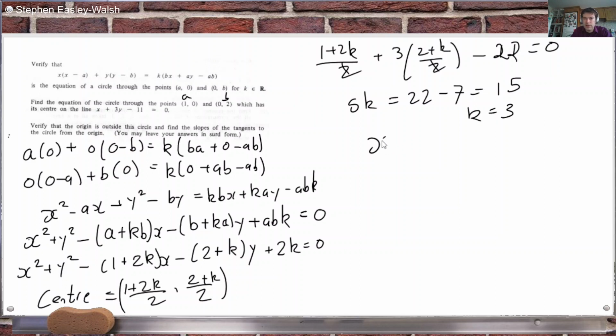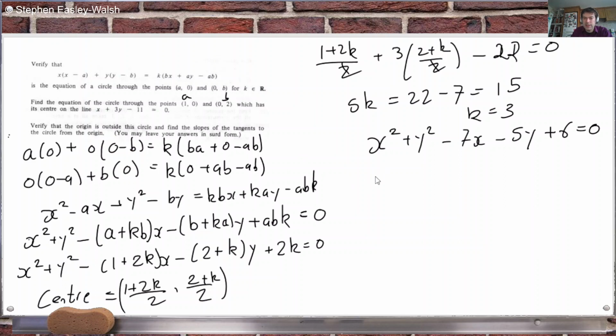So the circle would be x squared plus y squared minus 7x minus 5y plus 6 equals 0. That's the circle. That's the equation of the circle. Verify that the origin is outside this circle.